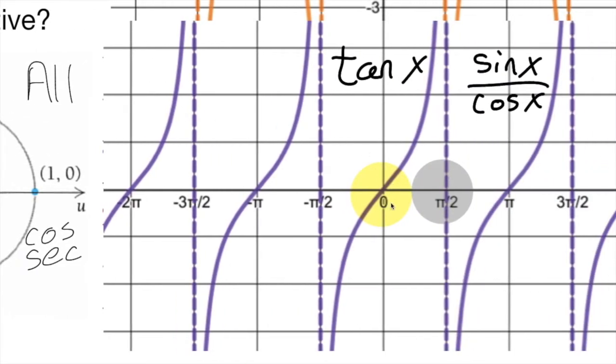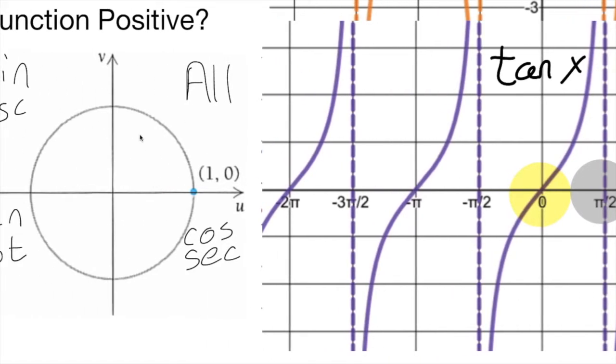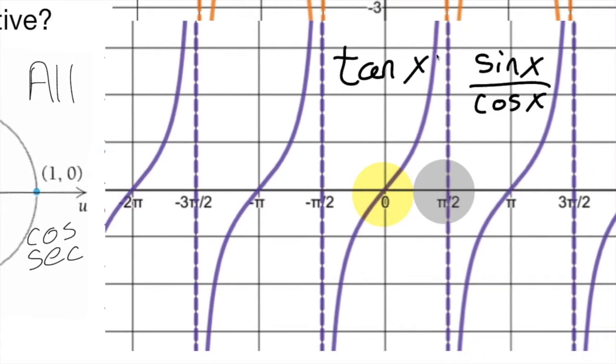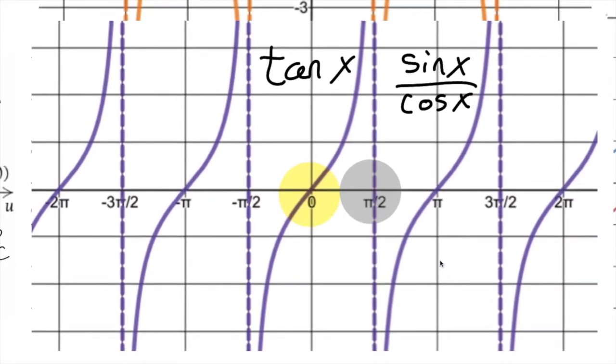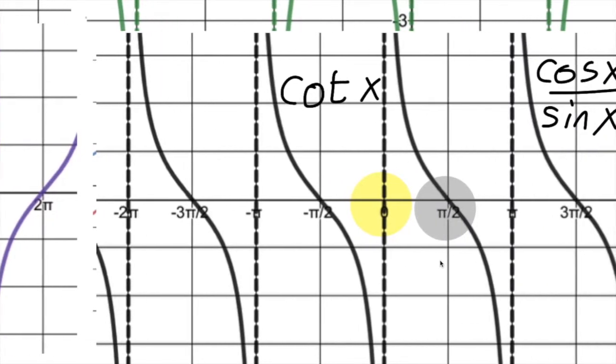The slope is undefined at pi over 2, when the distance around the circle is pi over 2. And then it starts out undefined and incredibly steep negative, and then back down to -1, and then back up to 0. So it's increasing from negative infinity up to 0, up to positive infinity here, which is reflected on this graph. Boom. The reciprocal of that would be cosine over sine, and it looks like this.